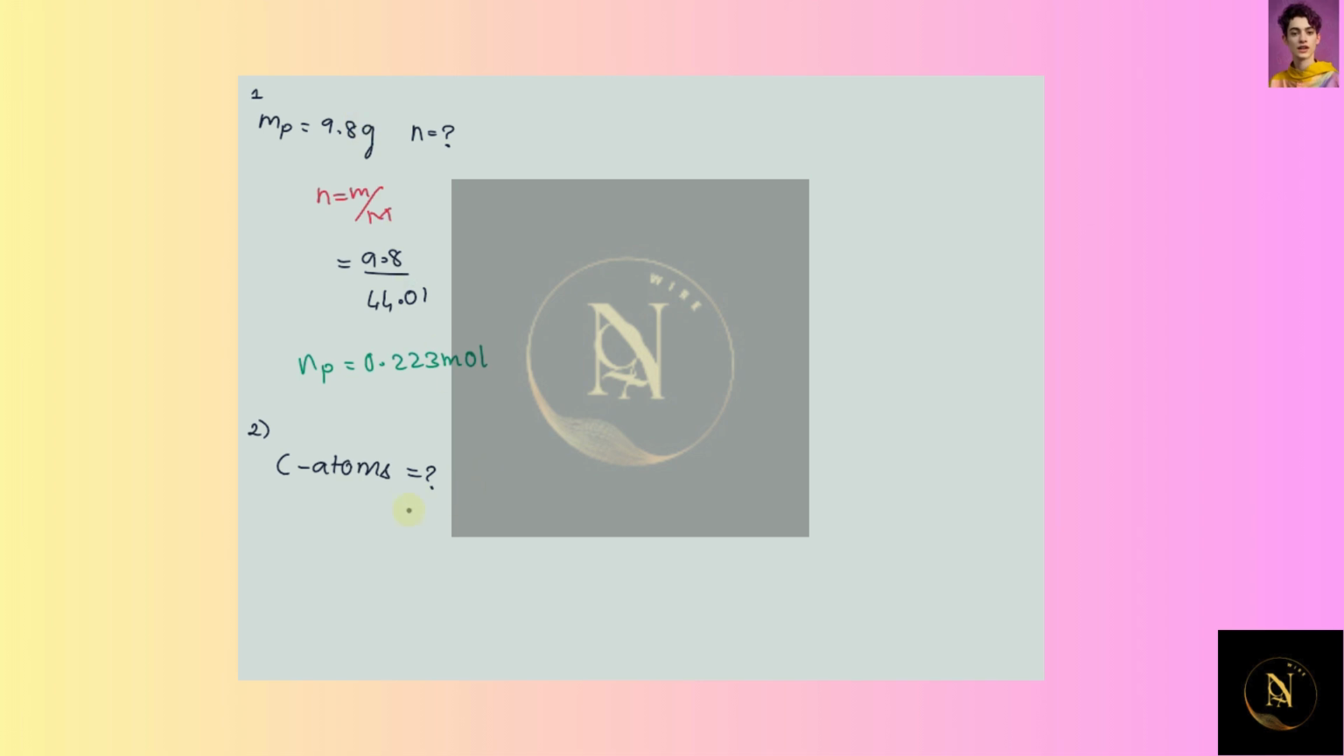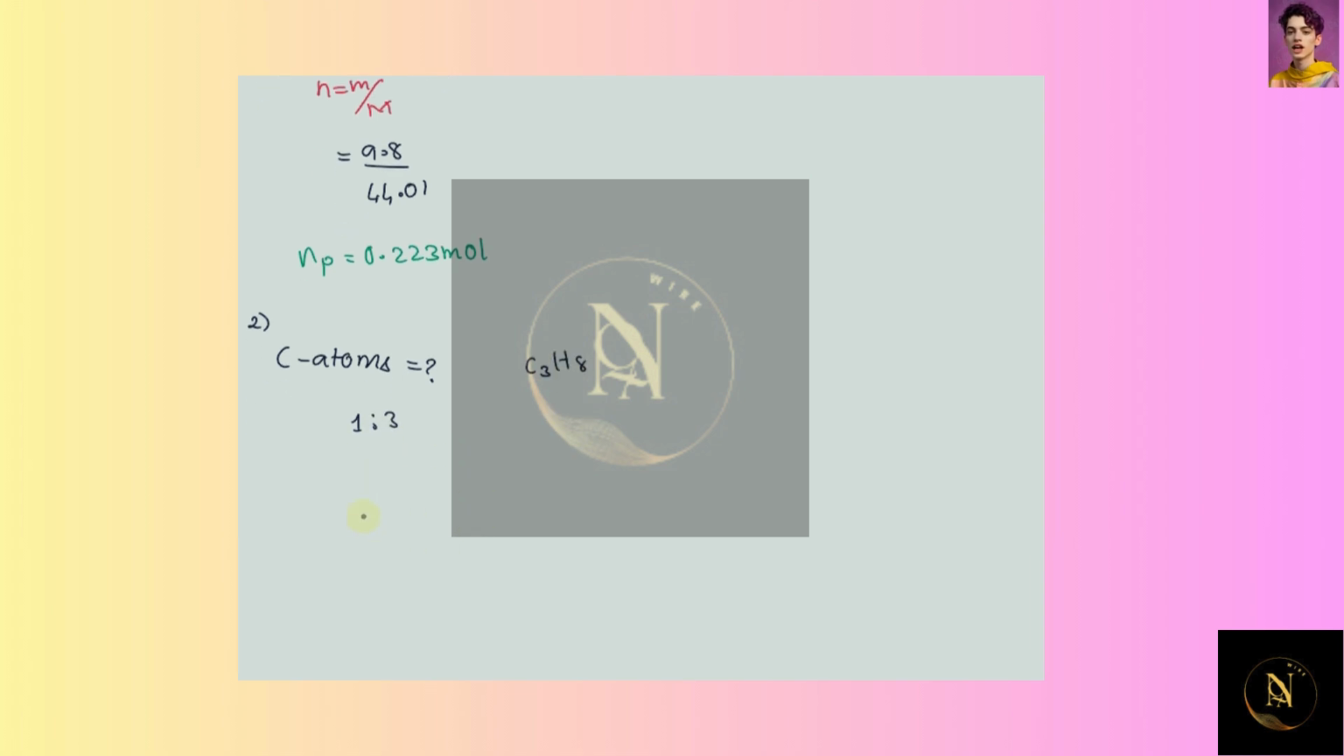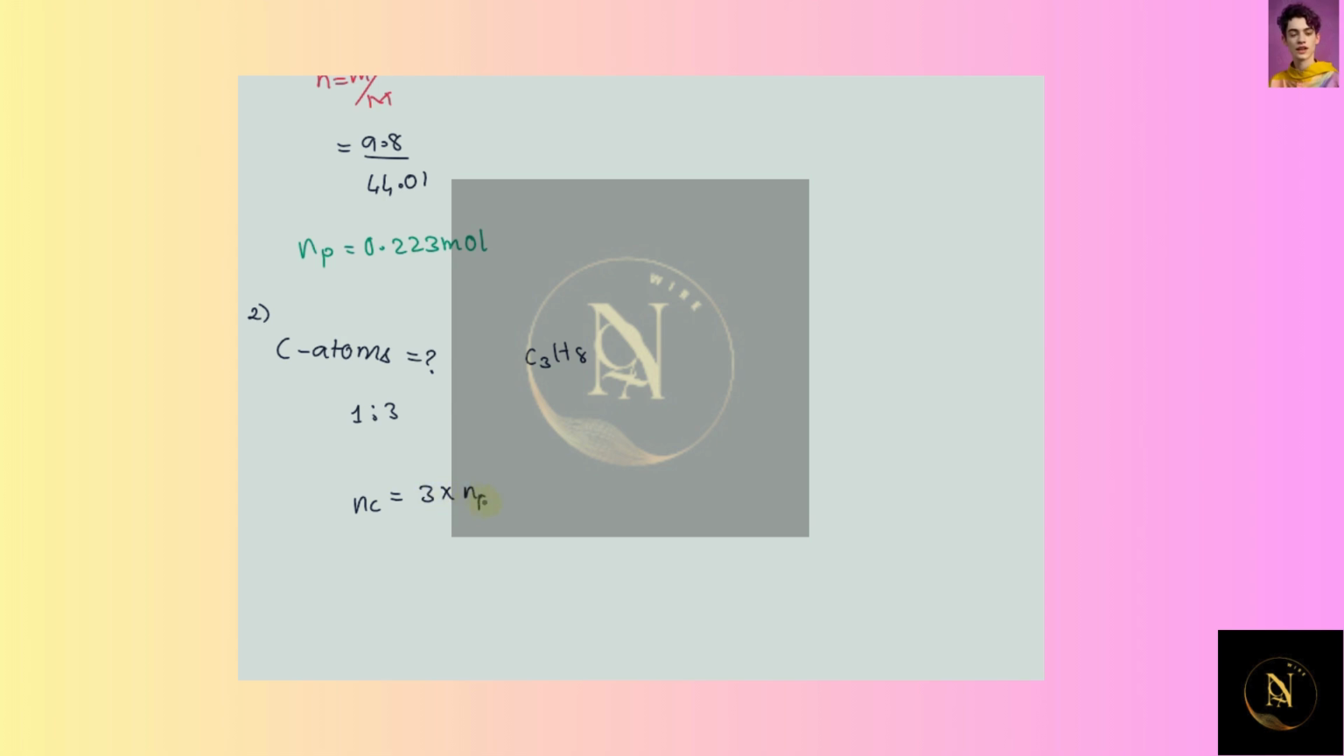Coming to the second part of the question, we have to calculate the number of carbon atoms in the given mass of the propane. So the propane has a molecular formula of C3H8. So here, 1 mole of the propane will have 3 moles of carbon, which is in 1:3 ratio. Therefore, the number of moles of carbon will be given by 3 into number of moles of the propane. Substituting the value 3 into 0.223, on solving this, we will get the number of moles of carbon will be equal to 0.669 moles.